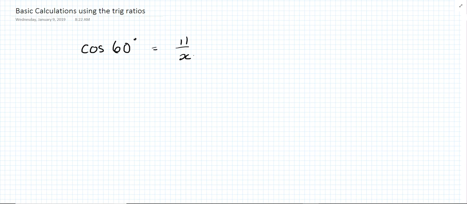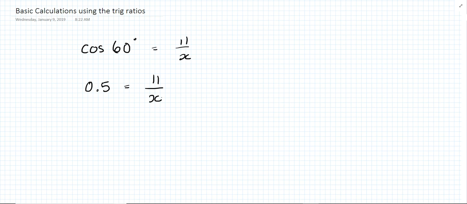Could you just convert the cosine of 60 degrees into the number that it is for me on your calculator? Do you all know how to do that? Yes. 0.5. So we've got 0.5 equals 11 over x. Now, we don't necessarily need to do it this way, but I just want you to understand the link between the work that you've done on fractions and things.